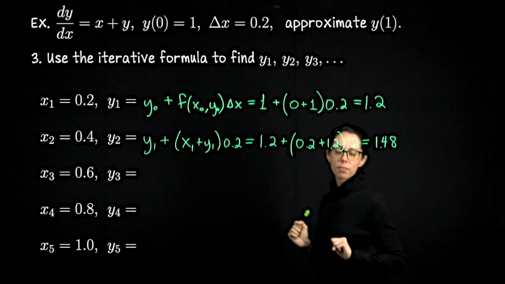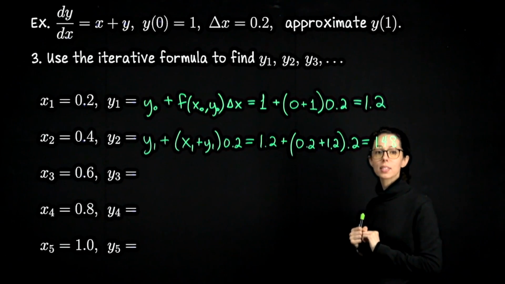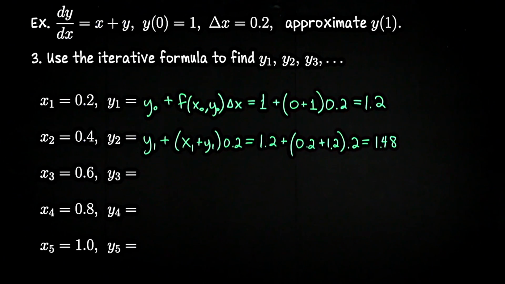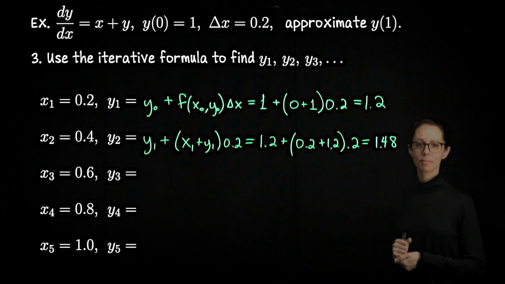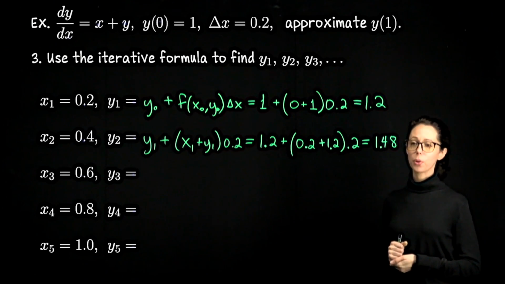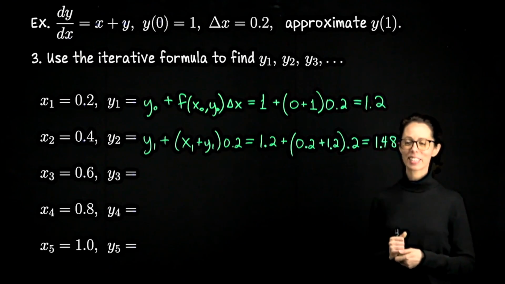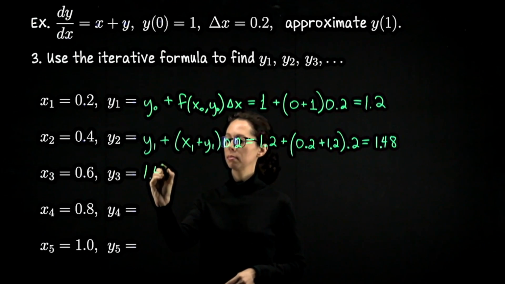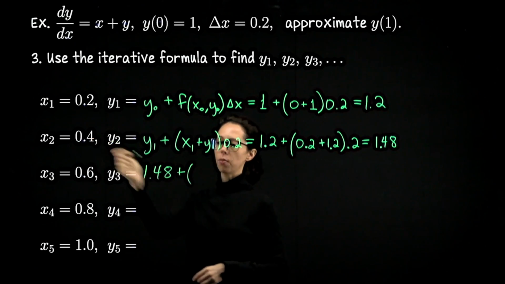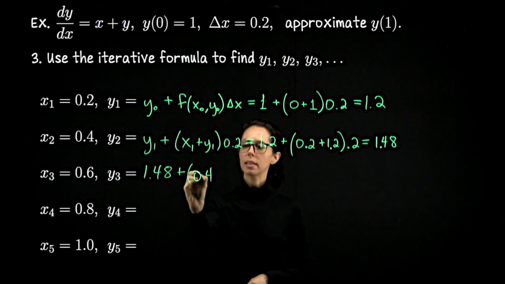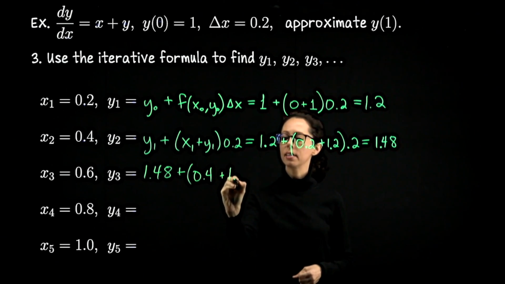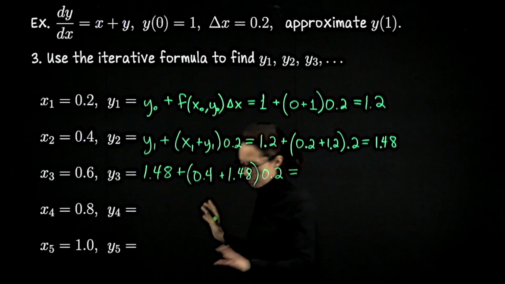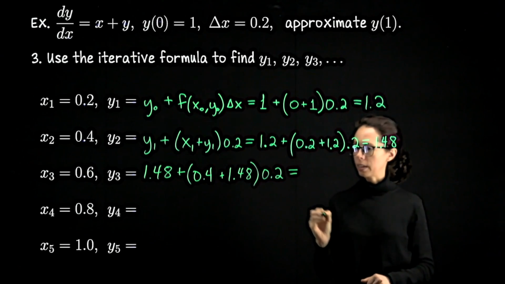So let me give you a chance now to go ahead and compute y sub 3. For y sub 3, I hope you got 1.856. Okay, so to get that, you want to do 1.48 plus 0.4 plus this 1.48. So that's the right-hand side for this differential equation times 0.2. And assuming that I typed it into my calculator correctly, I got 1.856.